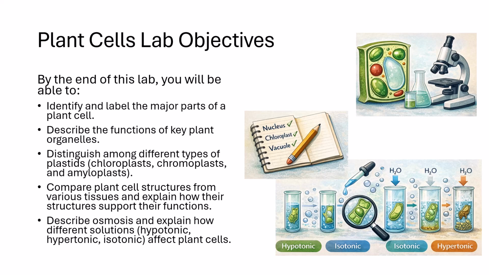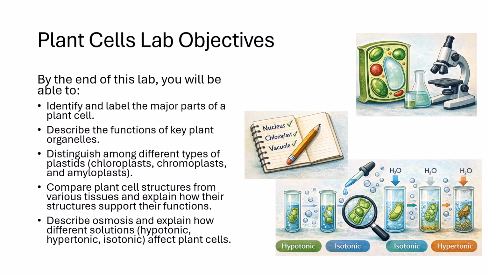This includes recognizing organelles such as the cell wall, nucleus, chloroplast, vacuole, and other plastids, and understanding how each contributes to the cell's function. You'll also explore osmosis, which is the movement of water across a membrane, and see how it affects plant cells in different environments. Understanding osmosis is essential because it explains how plants maintain structure, transport water, and respond to changes in their environment.